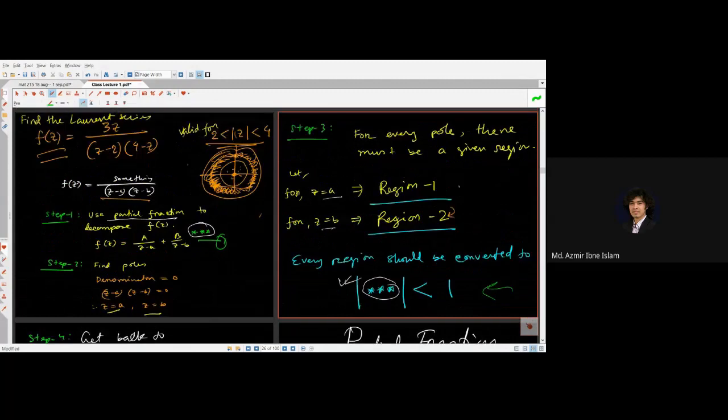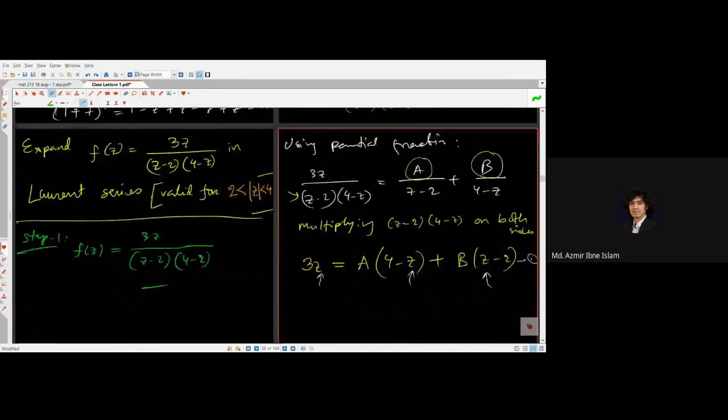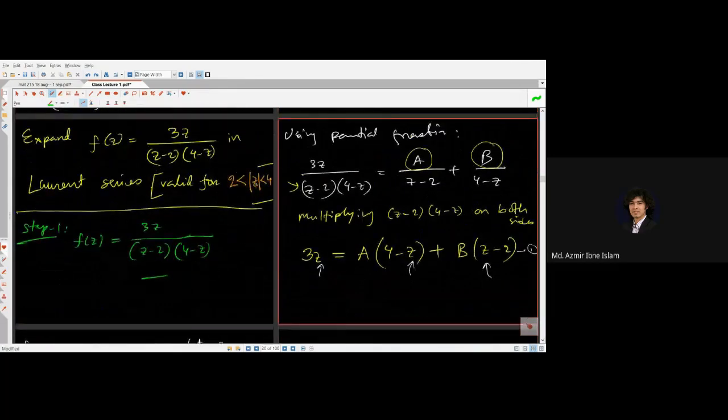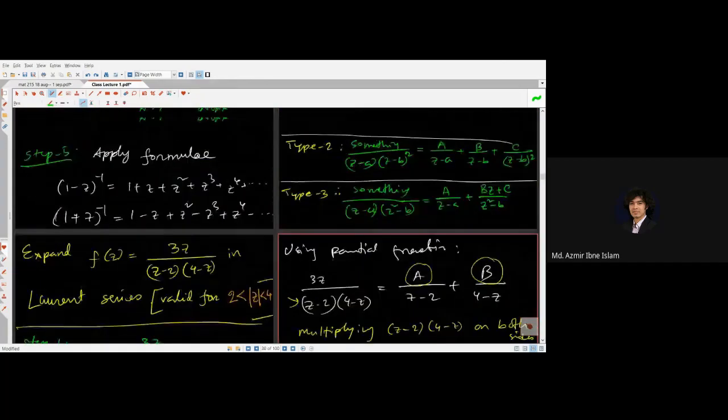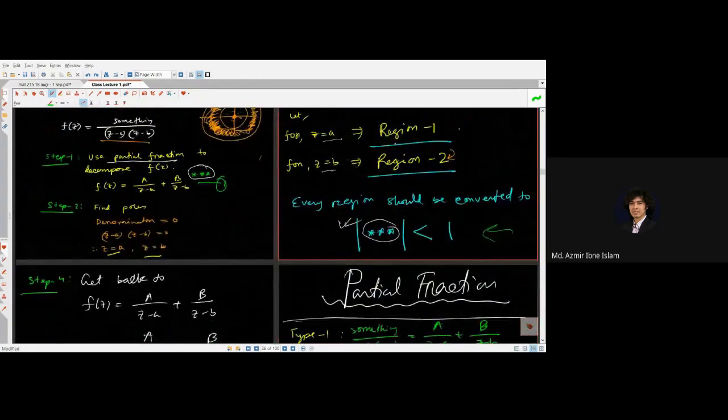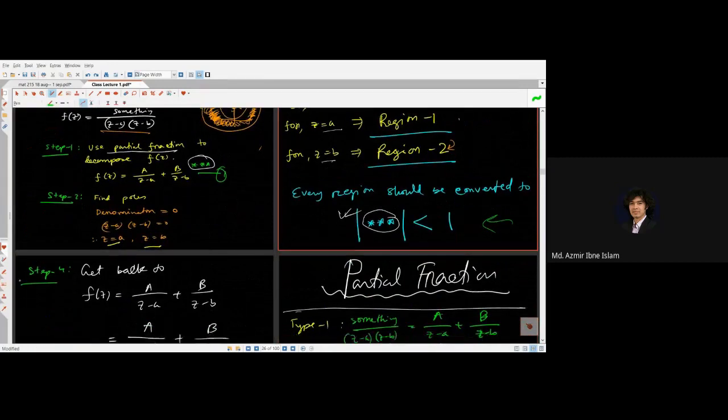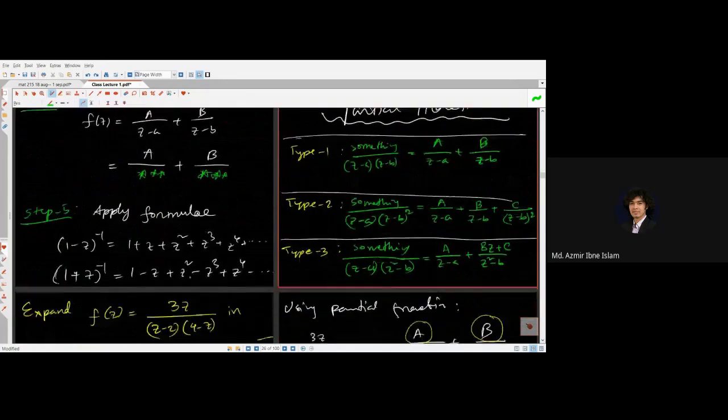So here, now have a look at this comment. For every pole, there must be a given region in your question. If the region is not given, then you have to construct your own region depending on the basic skill. So, okay, have a look at the region that you have. You have 2 less than modulus of z less than 4. And at the same time, have a look at the step. Every region should be converted to modulus of something less than 1. Then we can apply the formulas.